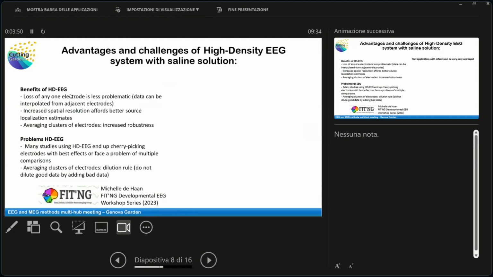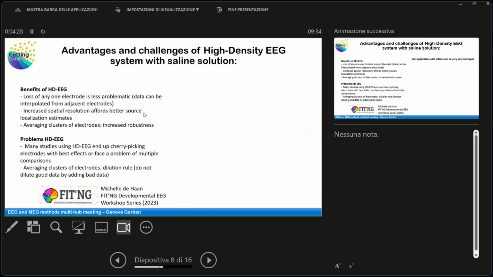So we have some benefits of high-density EEG with babies, because it's not a problem if you lose some of the channels. You have a lot of them. You can have 64, 128 channels, so it's not a problem if you lose some of them. You can just interpolate them. You can do good source localization if you have high density, and Stefania will talk about this later on in the session. And we can average clusters. If you have a lot of channels, we can have robust clusters to make our analysis on the data.